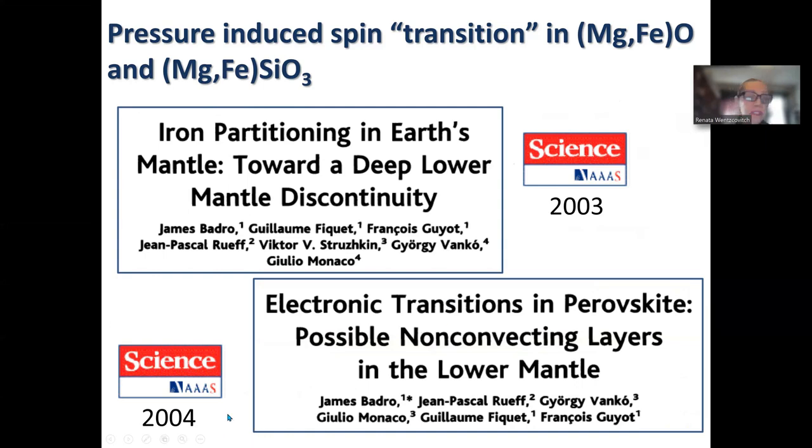In 2003 and 2004, it was discovered that iron in ferropericlase and iron in bridgmanite, the perovskite structure, undergo what is called a spin transition. Those experiments are perfect, but the consequences that were speculated from these transitions are still not fully confirmed. Nevertheless, it's a very important effect. I'm going to tell you what they are. So, two papers, two years in a row, showing that iron undergoes a spin transition.